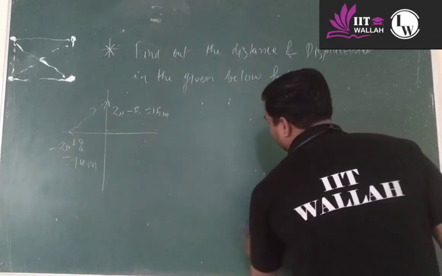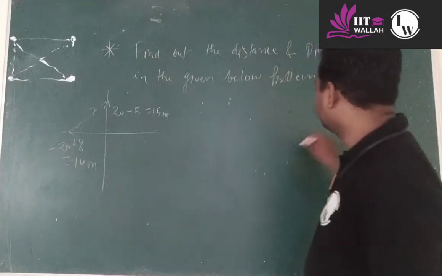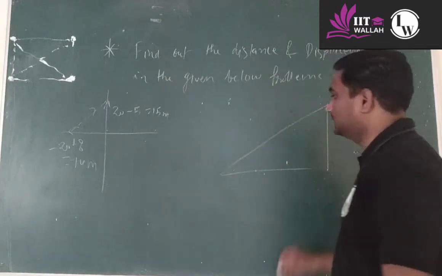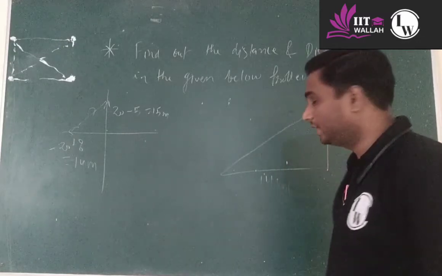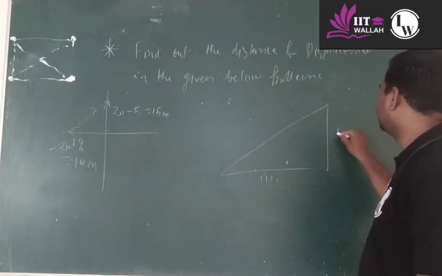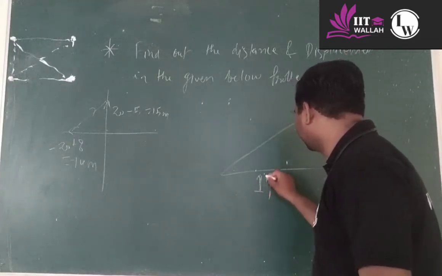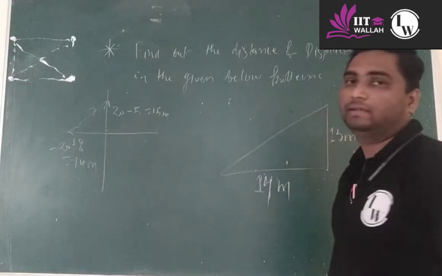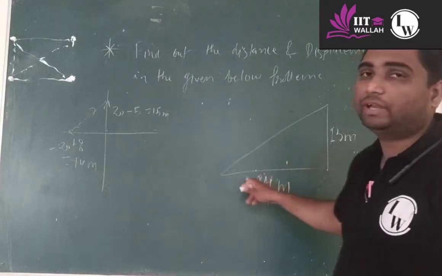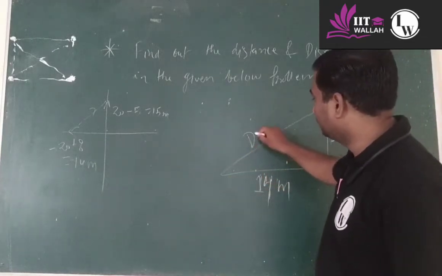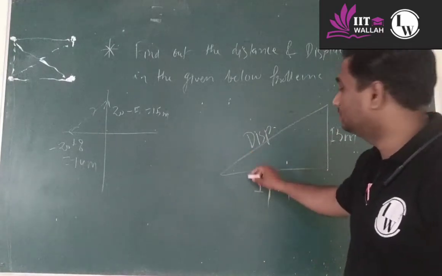So you will find the displacement by applying the Pythagoras theorem. Suppose this side is 14 meter, take the magnitude only, and this is 15 meter. Now you have to find the displacement, so use the Pythagoras theorem.